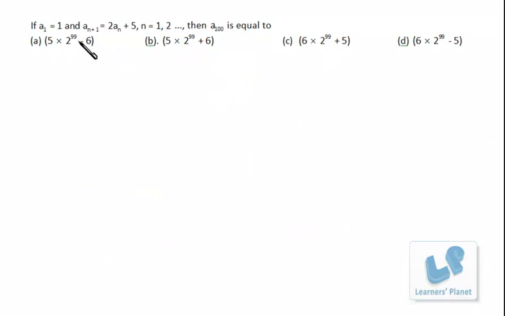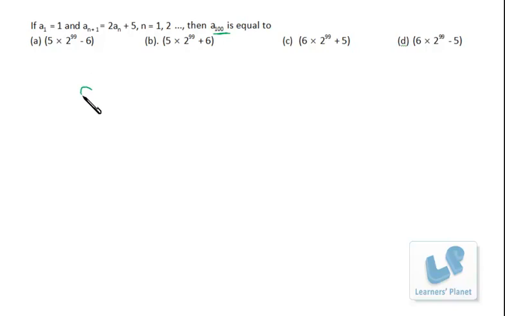If a1 is equal to 1 and a(n+1) is equal to 2a(n) plus 5 for n equal to 1, 2 and so on, then a100 is equal to? Okay, friends, we just find out the first 3-4 numbers in this particular sequence, then we will be able to generalize it.